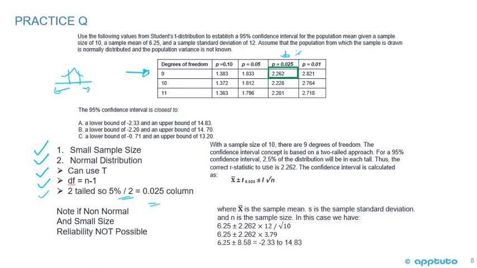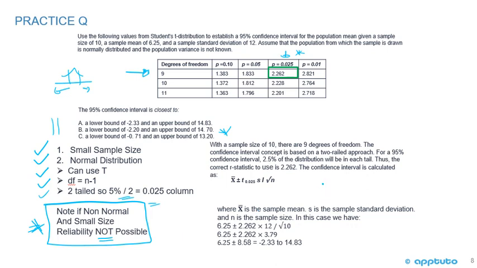So it's important that you use the right column. If you don't, then you're going to get the wrong answer, okay? So that's the first thing. Note, as I said, if it's non-normal and a small size, the reliability is not possible. So just be on the lookout for a question like that on any type of exam where they're giving you two choices and one is saying it's not reliable, not possible. That would be the case if it's non-normal and a small size, okay?